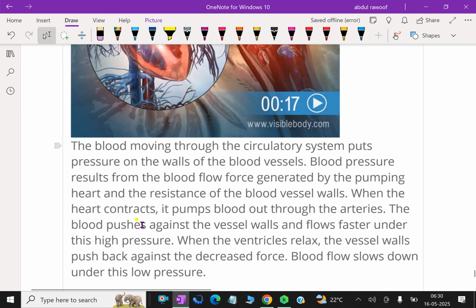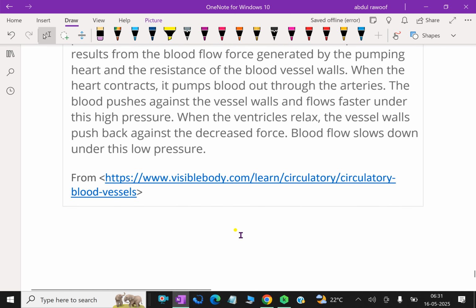When the heart contracts, it pumps blood out through the arteries. The blood pushes against vessel walls and flows faster under this high pressure. When the ventricles relax, the vessel walls push back against the decreased force. Blood flow slows down under this low pressure.